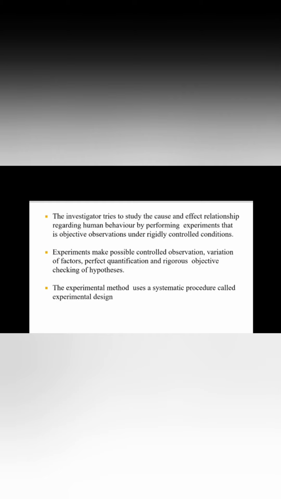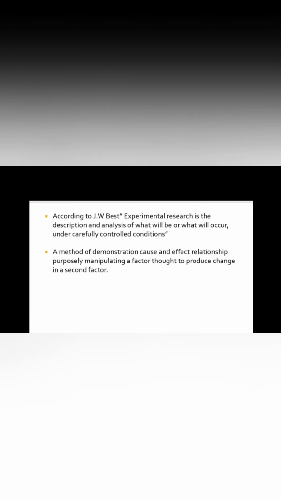The next is, experiments make possible controlled observation, variation of factors, perfect quantification, and rigorous objective checking of hypotheses. The experimental method uses a systematic procedure called experimental design. We will discuss the experimental designs later. Now we are discussing some of the definitions of experimental method.